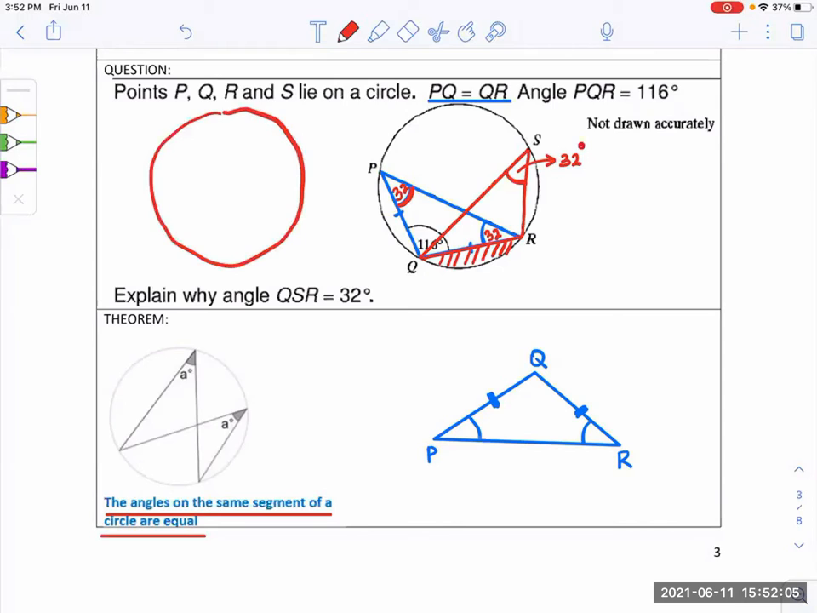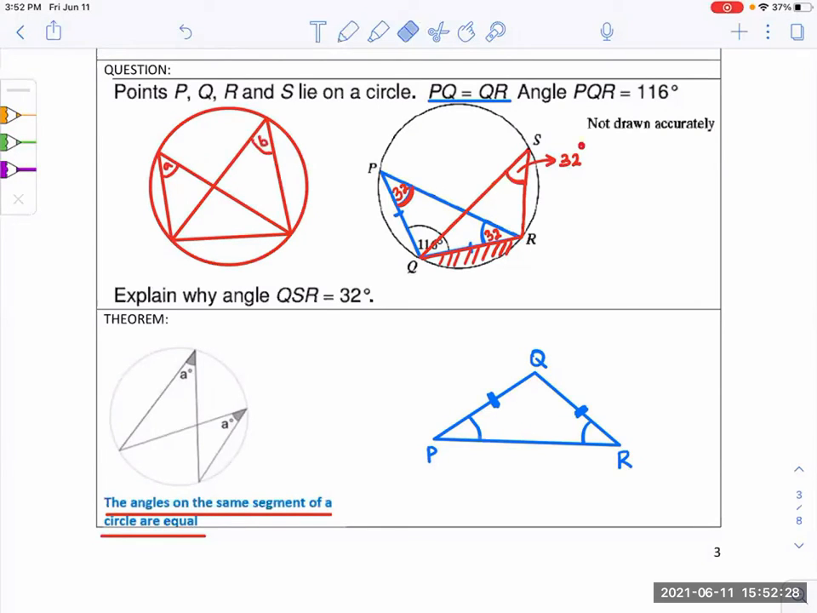All right, for those of you who don't understand, this is a chord. The chord separates the circle into two parts. So this angle here and this angle here are equal. If here is A, here would also be A. So the angles on the same segment are equal. If this angle is 32 degrees, here would also be 32 degrees. Do you all see that?